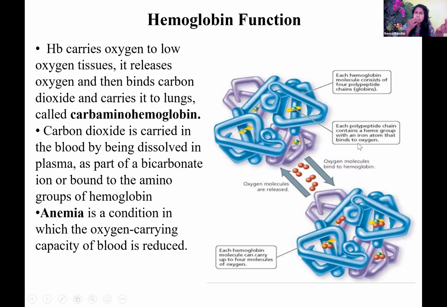Anemia is quite common in teenagers, like menstruating girls. Anemia is a condition where there is not enough oxygen in the blood because of a reduced number of RBCs or something going wrong with the affinity of carrying oxygen.